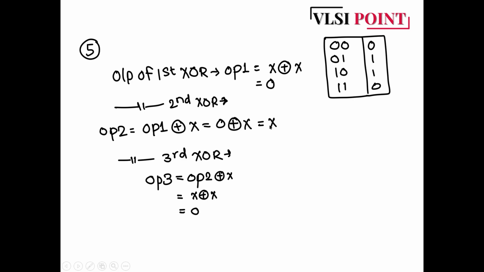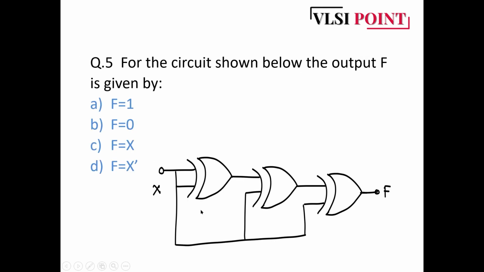So the output of the third XOR is output 2 XOR with X. Output 2 is nothing but X. So X XOR X becomes 0. So the output of the third XOR gate is 0. So option B is the correct answer.